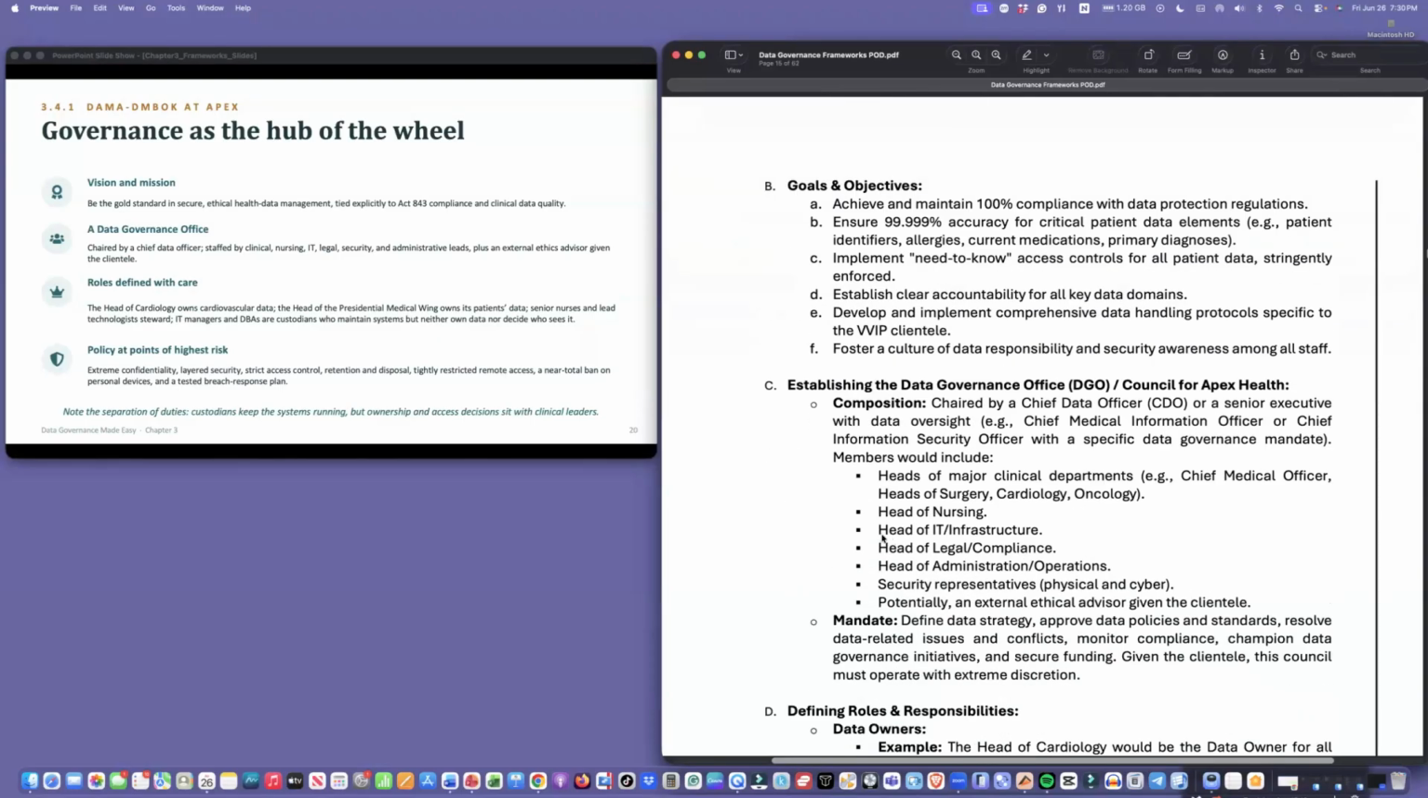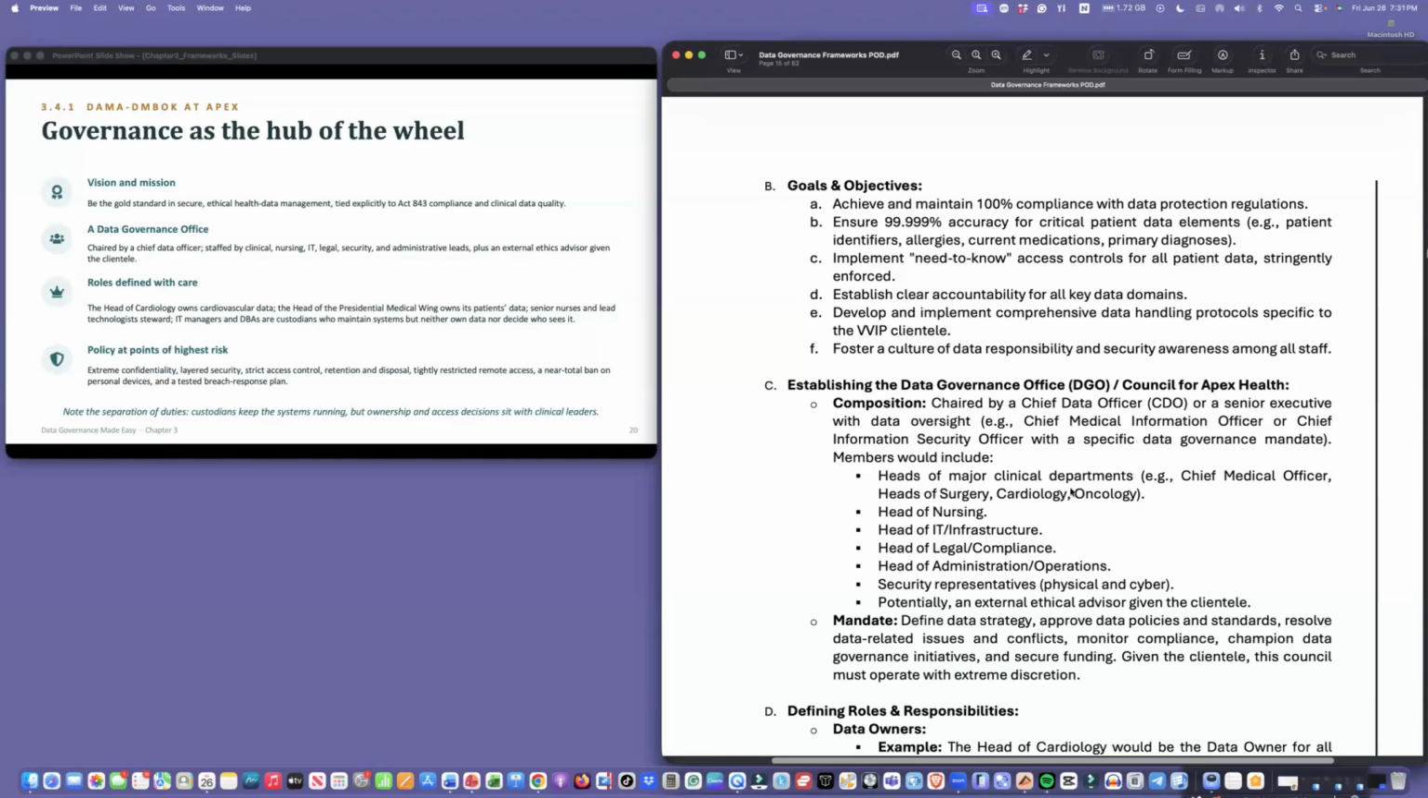Establish a data governance office. So that's one thing that you have to do. And that will be chaired by the chief data officer or a senior executive with data oversight, like the chief medical information officer or chief information security officer. So it all depends on the type of institution. Then you have all the key members of the data governance council coming from across the institution or the hospital.